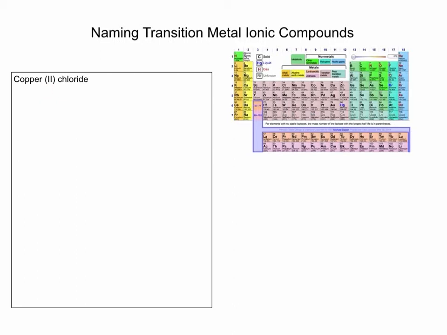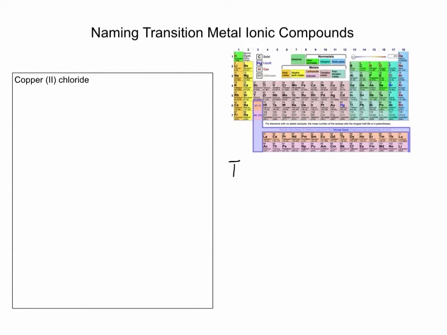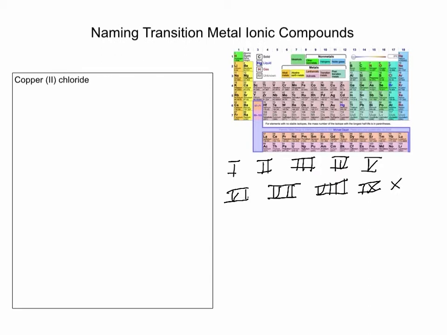The Roman numerals, to remind you, I'll list them 1 through 10, are the following: 1, 2, 3, 4, 5, 6, 7, 8, 9, and 10. So these are the Roman numerals that you're going to see.